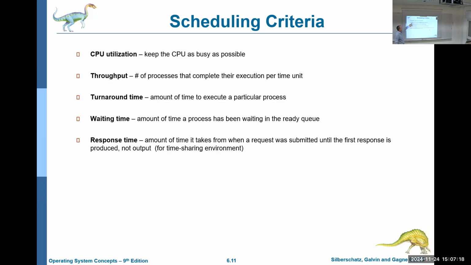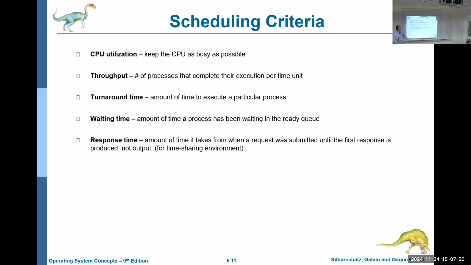Throughput is a measure of the number of processes that complete their execution per time unit. In other words, how many processes can I complete their entire execution? Which means they may have many CPU bursts, I/O bursts, CPU bursts, I/O bursts, but over the course of a day, or over the course of an hour, how many processes can go start to finish? If one algorithm gets more processes through start to finish than another, then that algorithm is better.